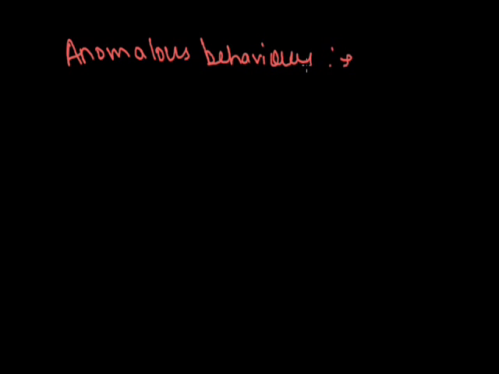Next we'll observe the anomalous behavior. Why do the elements of the second period show anomalous behavior? What is the reason? There are some reasons why it is showing anomalous behavior. Like we observed in electron affinity, the electron affinity of the third period is more than the second period, and many other properties. So what's the reason behind that? The first reason is the small atomic radii of the elements of the second period.